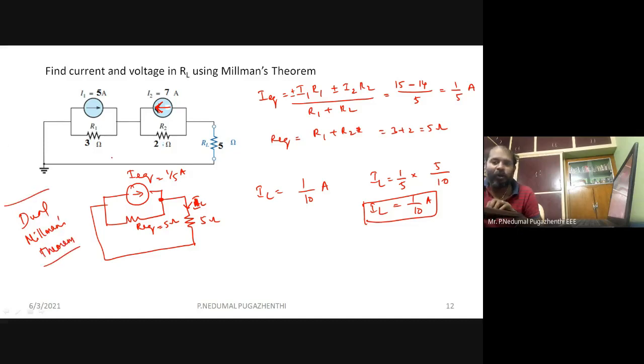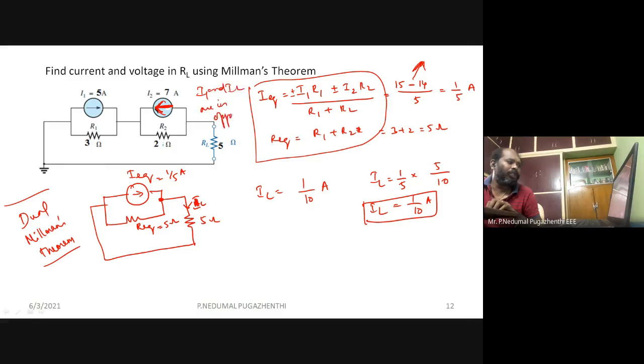Instead of having a voltage source in parallel, now you have a current source there. So how to deal with that? These are the two formulas. Why did I put a minus here? Why did I get this minus here? Because the direction of I2 is opposite to the direction of I1. I1 and I2 are in opposite directions, so I got a minus sign.